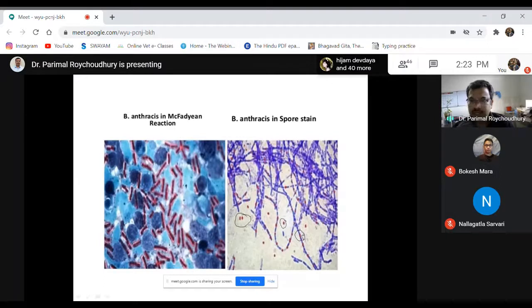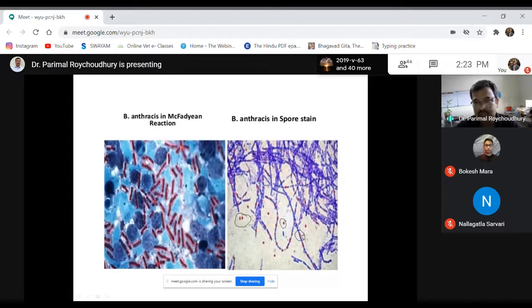The spores are highly resistant for the bacteria. Resistant in the sense that boiling water cannot kill it. Most of the disinfectants cannot destroy the spores. So for that, we have to go for a process we call autoclaving. We have to heat it up to 121 degrees centigrade and maintain it for a minimum of 15 minutes. Only then they get destroyed.